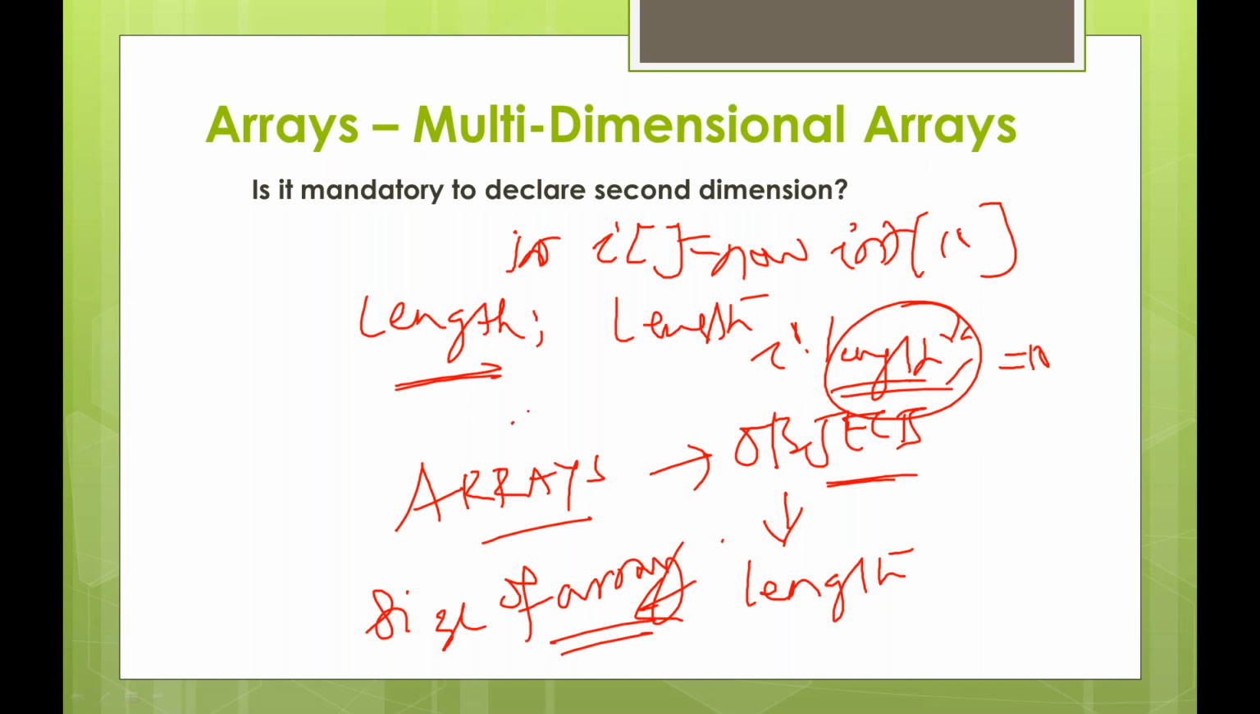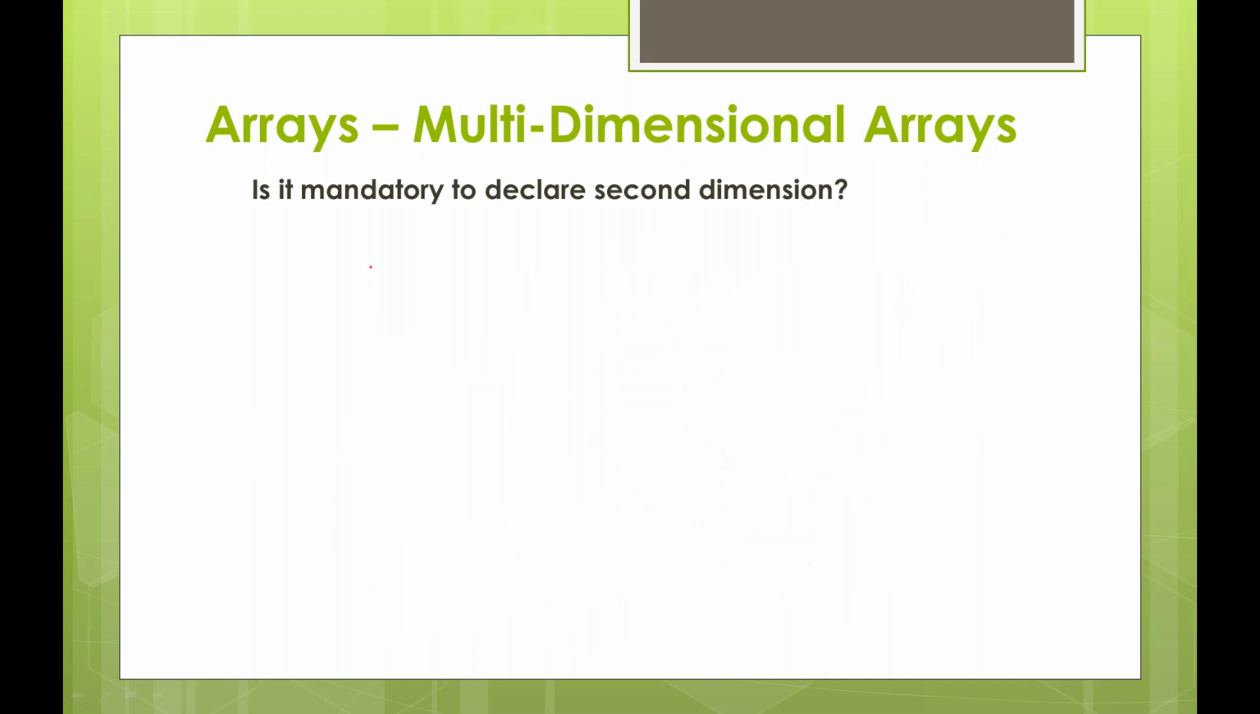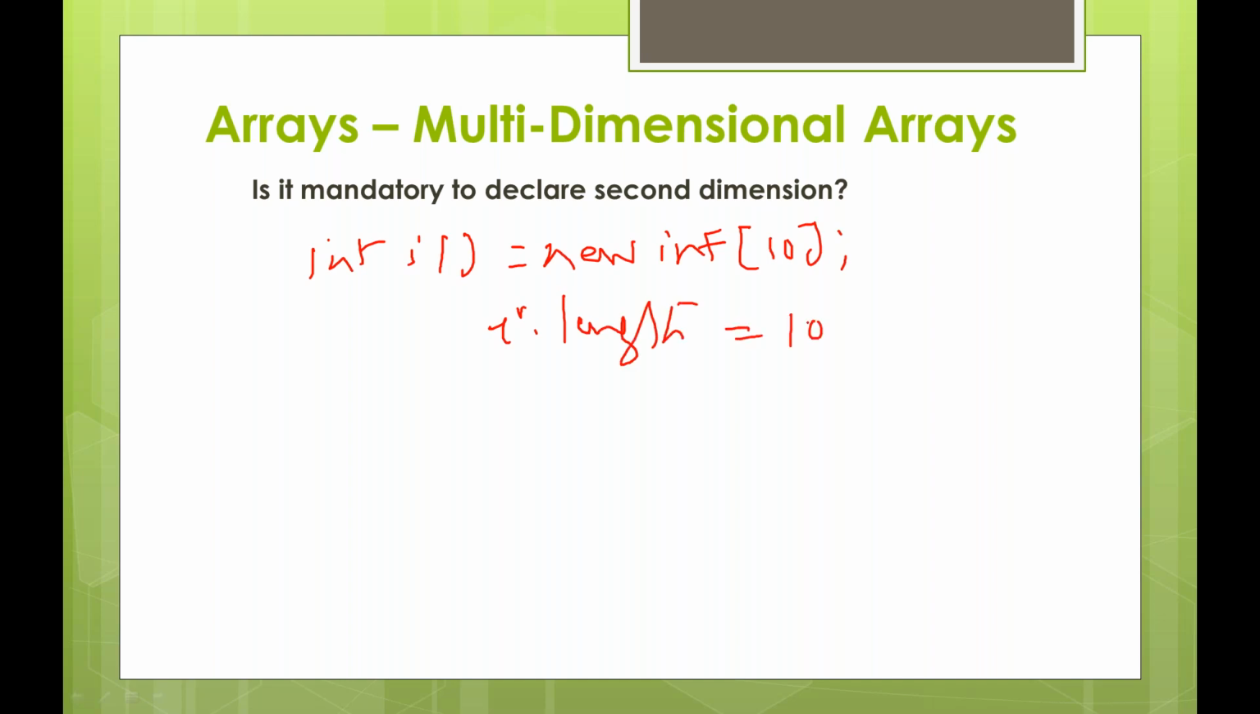Similarly, for two-dimensional arrays, you can assume you will have i, and for example, you will have R and C, right? R dot length, or you can say how you can access this one. I will show you. So for int i is equal to new int of 10, i dot length will give 10.